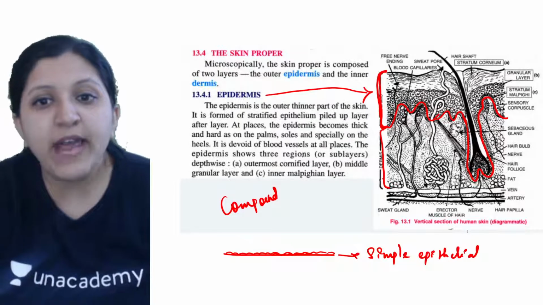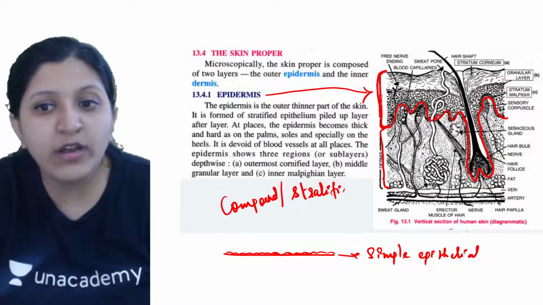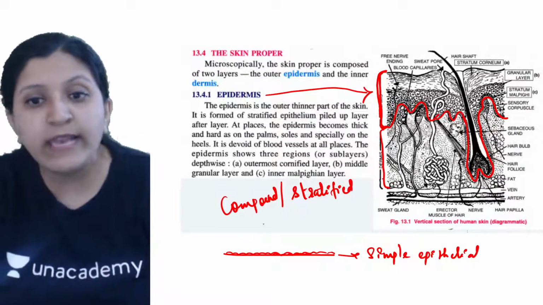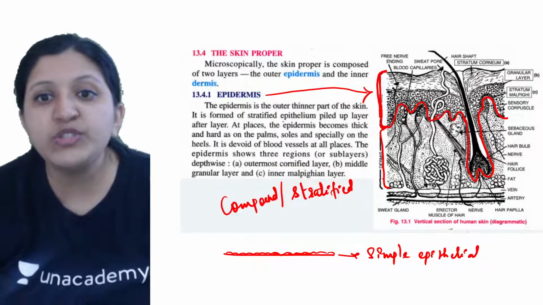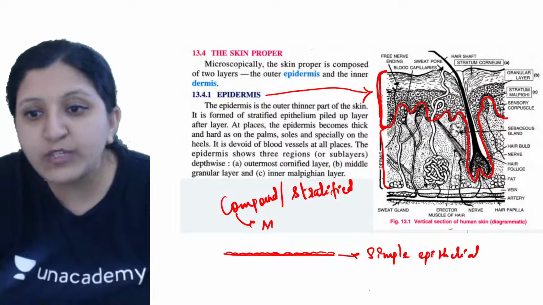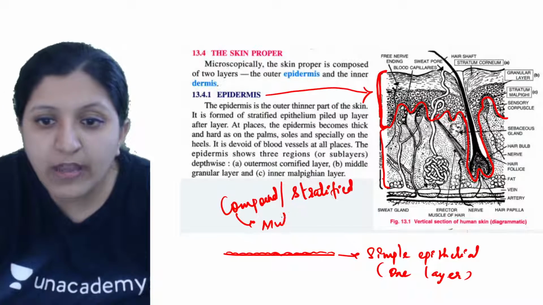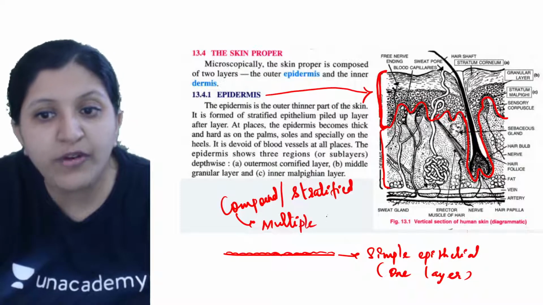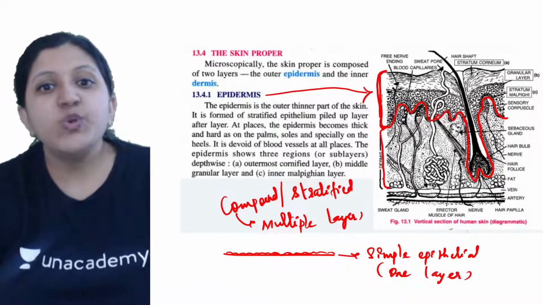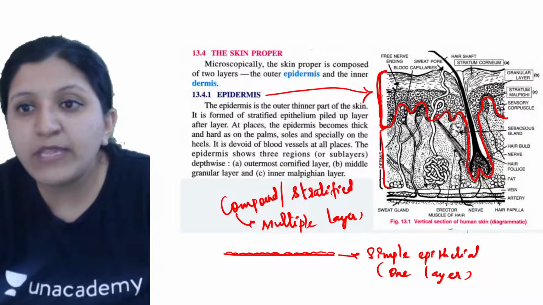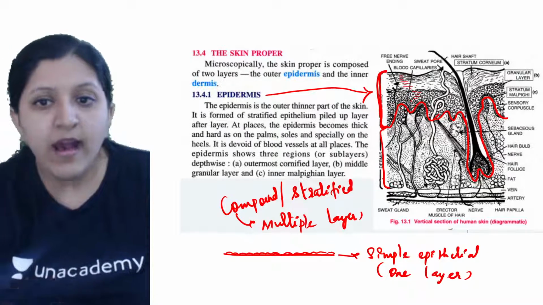So stratified or compound, okay. When we mention stratified or compound, it is not just one layer, you will find multiple layers there, okay. So this is formed of stratified, so multiple layers. Here only one layer you will find, here you can find multiple layers of epithelial tissue, okay. So it is formed of a stratified epithelium. You can see multiple layers here, multiple layers here, and here again a layer, okay.